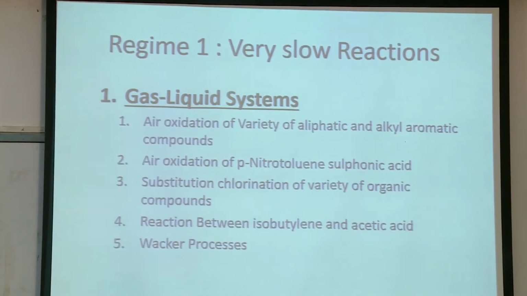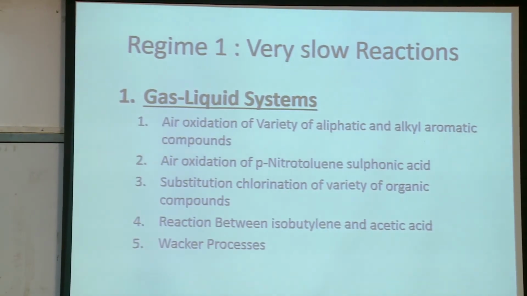Alcohol, ethyl alcohol to acetaldehyde, acetaldehyde to acetic acid or acetic anhydride. Air oxidation of paranitrotoluene sulfonic acid, so that the toluene group goes to COOH. Then chlorotoluene to corresponding acids. These are intermediates for pharmaceutical products.